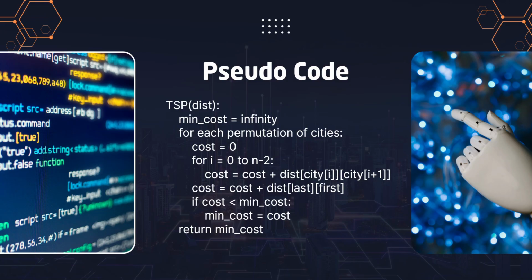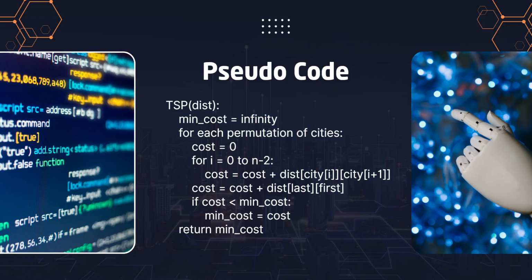The function TSP is defined. TSP takes dist, where DIST represents the distance matrix between cities. We begin by initializing the minimum cost to infinity. This helps us compare all possible routes efficiently. Next, the algorithm generates all possible permutations of the cities.